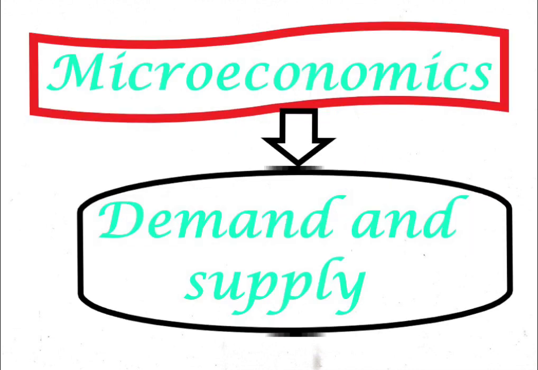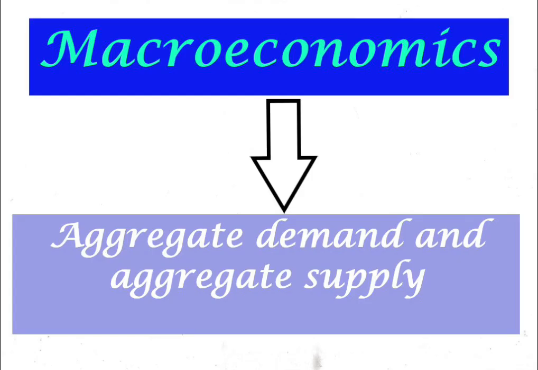In microeconomics, demand and supply is used as the main tool for analyzing the problems of economics. But whereas in macroeconomics, aggregate demand and aggregate supply are used for analyzing the problems of the economy.